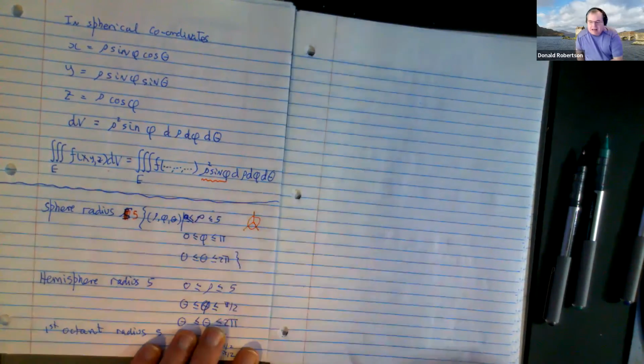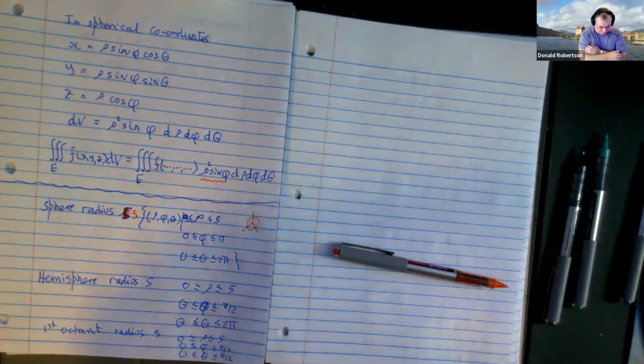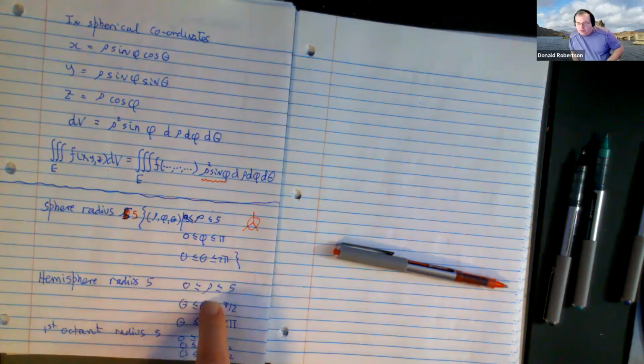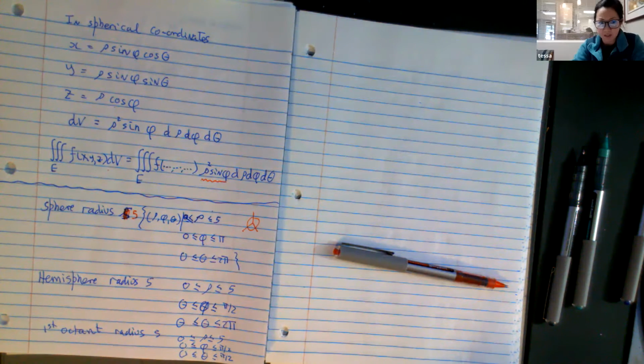Now, a hemisphere is the top half, well, could be any half, but typically the top half of a sphere. And do you notice what the difference is? These are the limits of integration if your solid was a sphere. This is your limit of integration if your solid was the top half of the sphere. What is the difference between those two? Because there is one. The phi value is half.